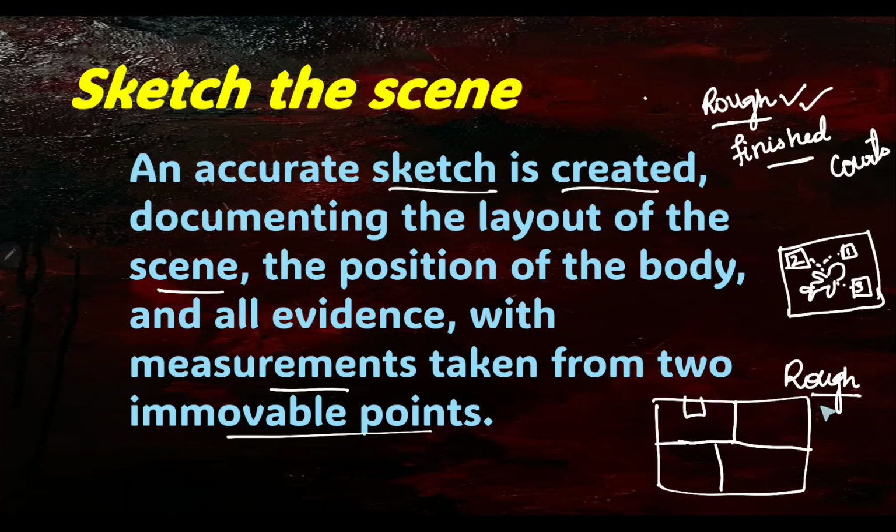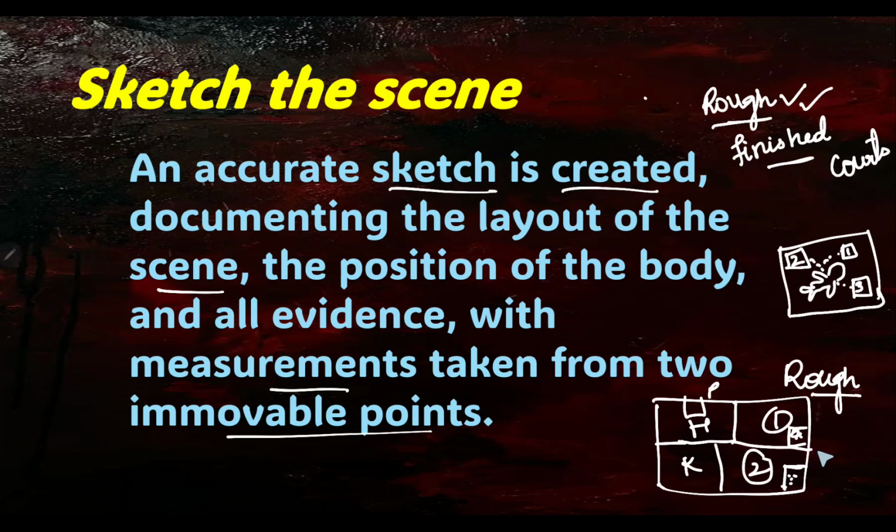So let us take that this is a home and the case was a theft, right? Then this is the point of entry. This is the hall, this is the kitchen, and these are the first bedroom and the second bedroom. If a robbery happened in both bedrooms, they will note down what things have gone from this room or that room. Then they'll take the measurements from two immovable points.